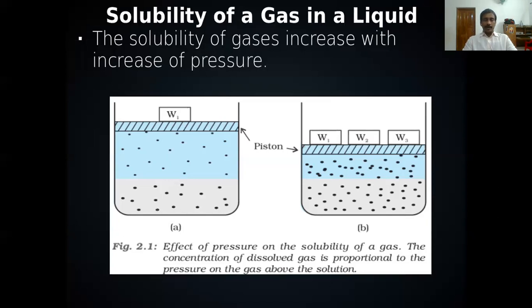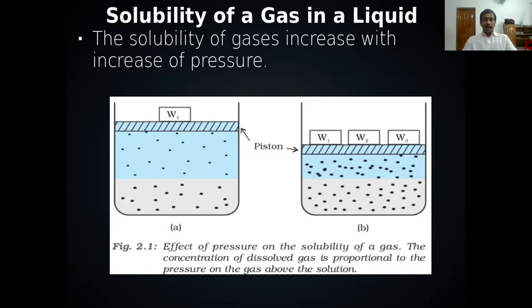The quantity of a gas dissolved in a solution is directly proportional to the pressure applied on the surface of the liquid. That is a statement that we have studied last year. That law is almost correct because the solubility of gases increases with increase in pressure. So pressure has a major role in the solubility of gases in liquids. At a high pressure, more amount of gas will dissolve. So here from the diagram it is very clear.